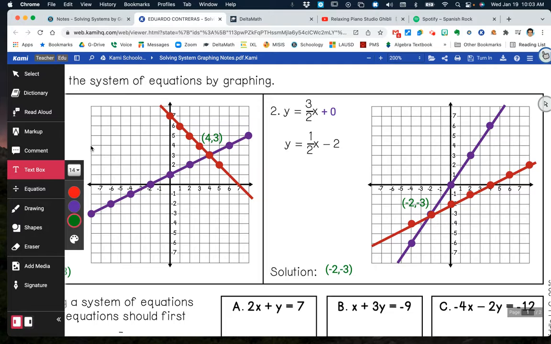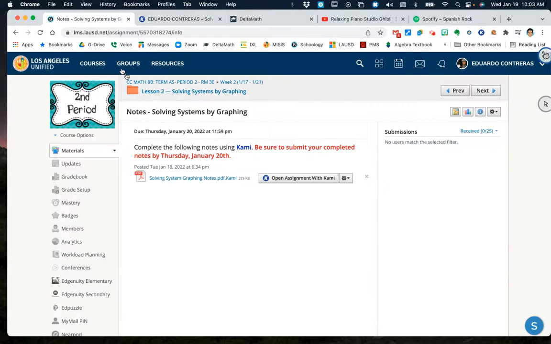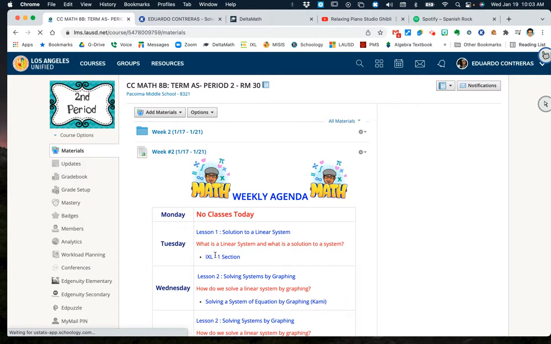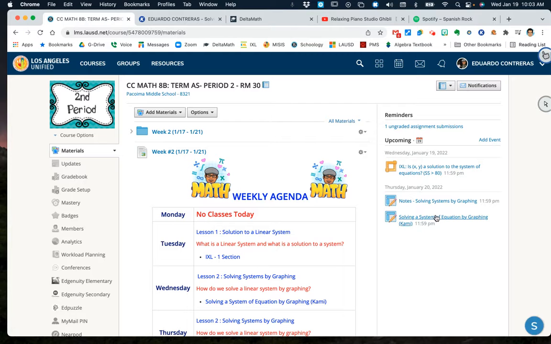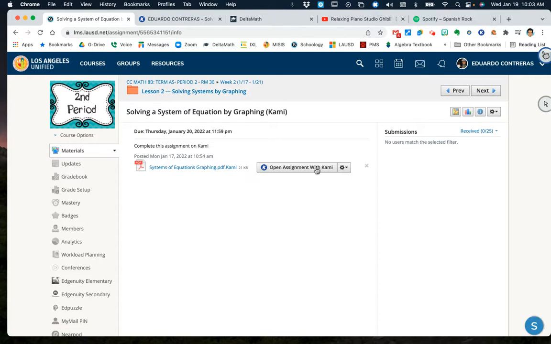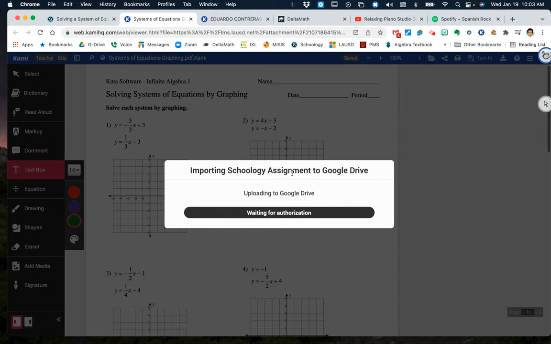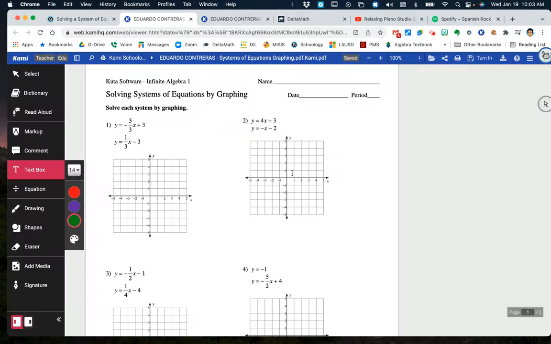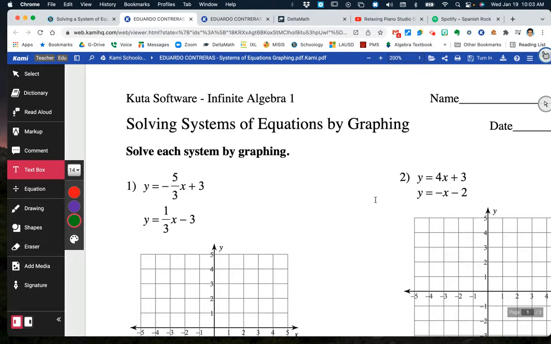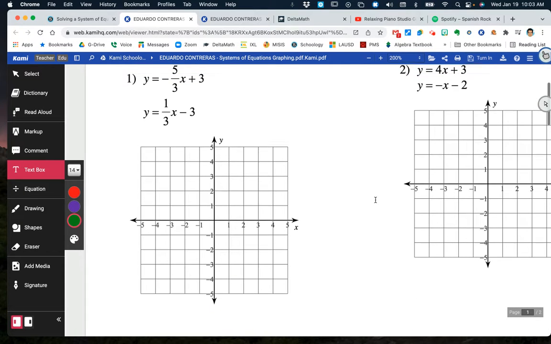Okay? What I need you to do now, is everyone done with this? Can I switch pages? Okay, let's go back to Schoology. And the assignment is solving a system of equations by graphing. It's also a Cami. And again, I'm going to have to zoom it because it's at 100. I'll go to 200. That should work.